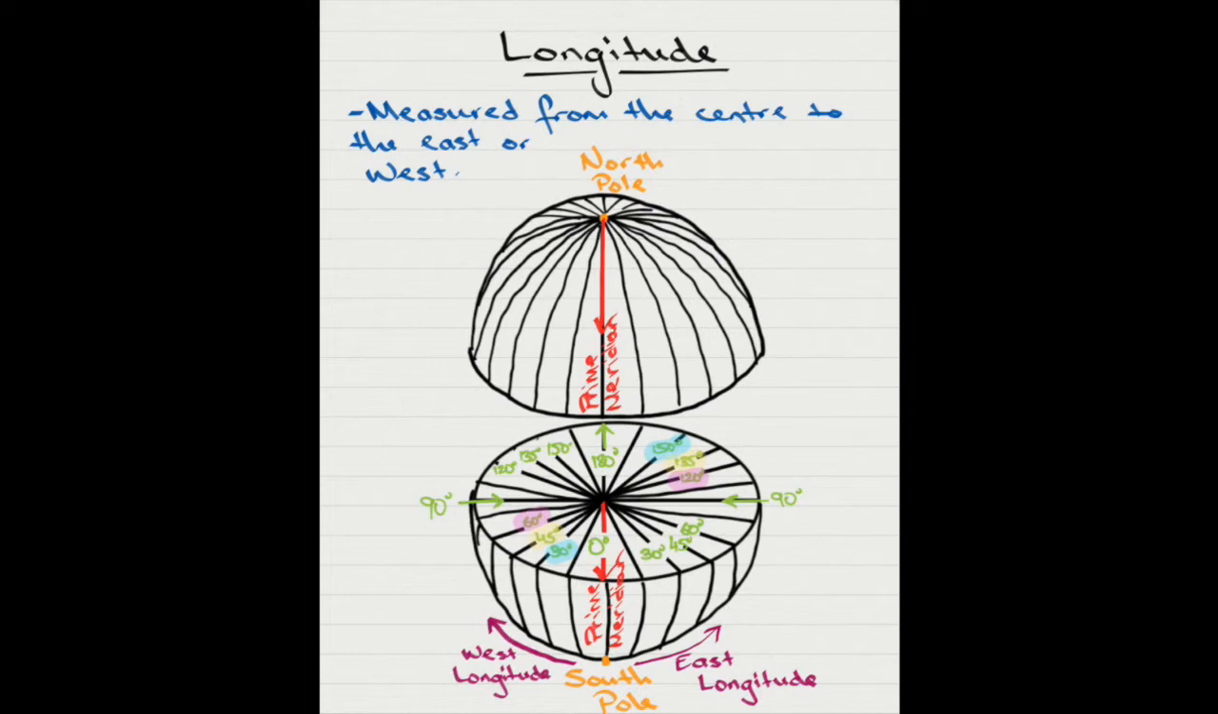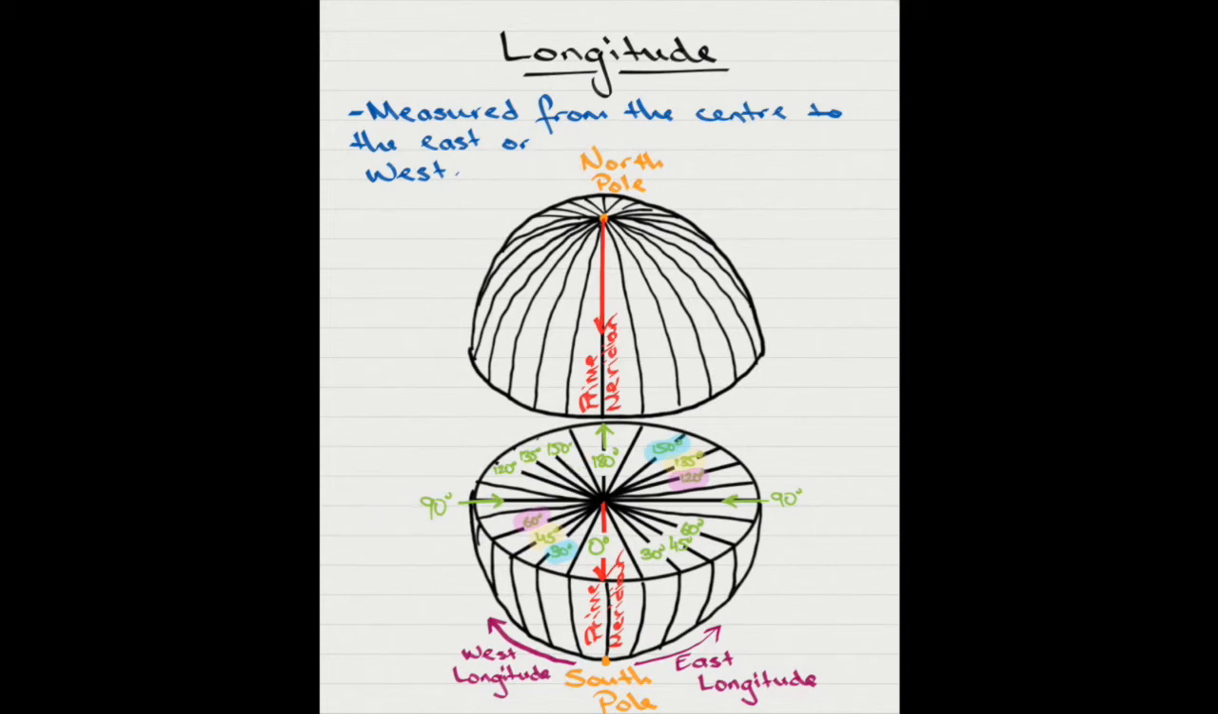Again, just for a bit of reference, South Pole down the bottom, North Pole at the top. We are measuring east if we're going to the right-hand side, or west if we're going to the left-hand side. That is always done from the prime meridian. 90 degrees would be right on either end. And if we go all the way around and do half a turn, we've done 180 degrees.